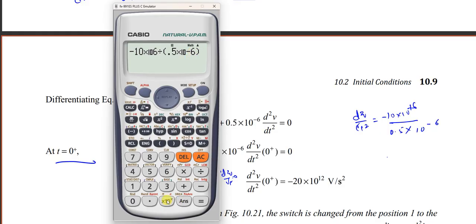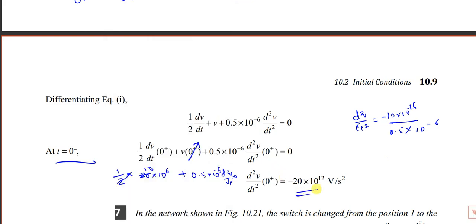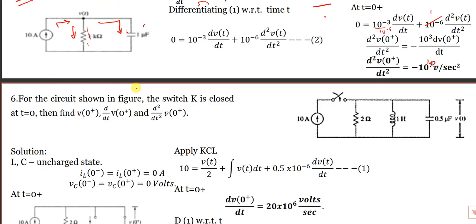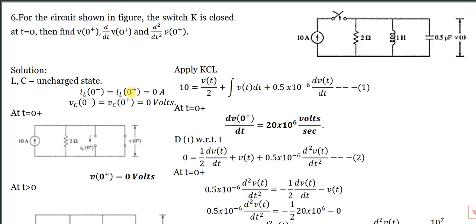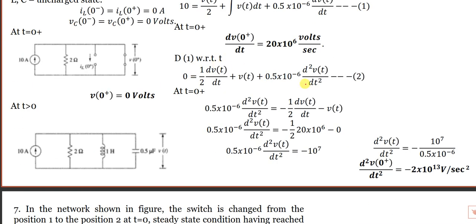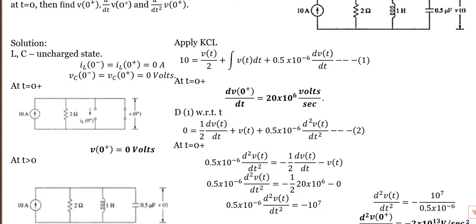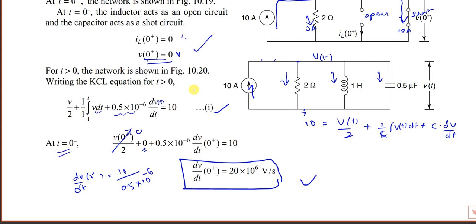So use the into 10 power x button. If I click this, you'll get minus 2 into 10 power 12, or if you click the ENG button, you'll get minus 20 into 10 power 9. This is the correct answer. Okay, the same answer here also we are getting. In both the textbooks we are getting the same answer.